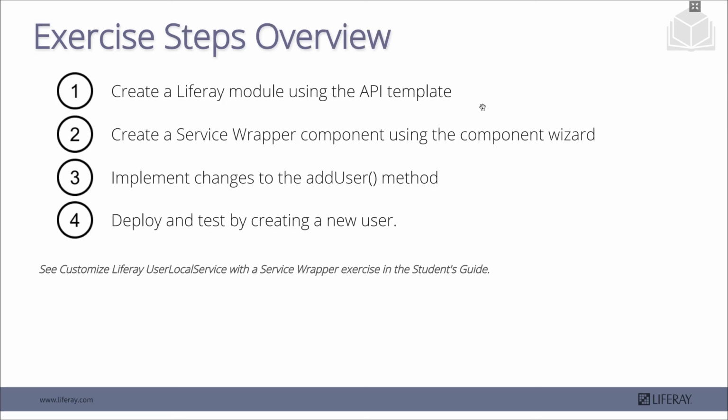So the steps over here: we're going to start off, as always, creating a Liferay module project, this time using the API template as sort of a generic template. From there, we'll create a service wrapper component, which will help guide us in the selection process of the service wrapper itself. From there, we will implement the changes on the add user method, and then we'll deploy and test and make sure that it works. So let's go ahead and check that out.